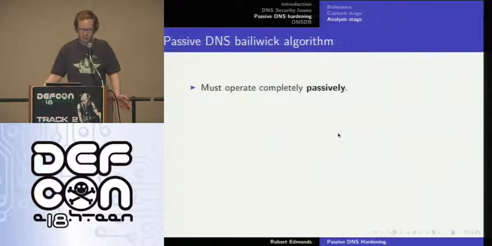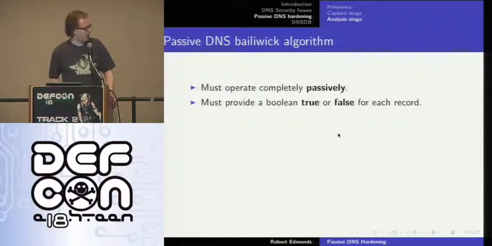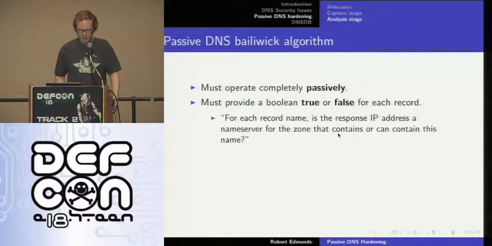It has to passively process each message and tell us for each record name in the response whether the IP address that sent us this response is really allowed to assert knowledge for that name. And this algorithm must provide a true or false value. It can't be a heuristic. We can tolerate a small number of false negatives if we have incomplete knowledge, but we cannot tolerate any false positives.